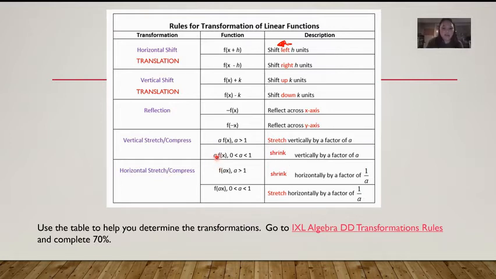All right, then you have a times f of x when a is in between 0 and 1. So that means like a fraction, for example, like 1/2. In that case, we're going to call that a shrink or vertical shrink by a scale factor of a.